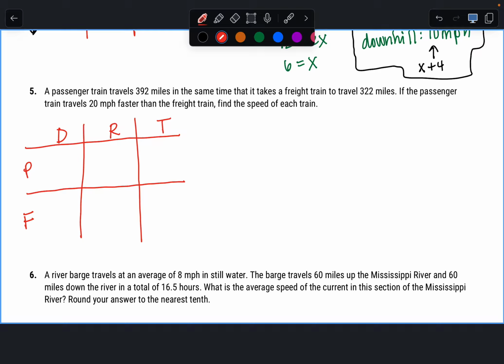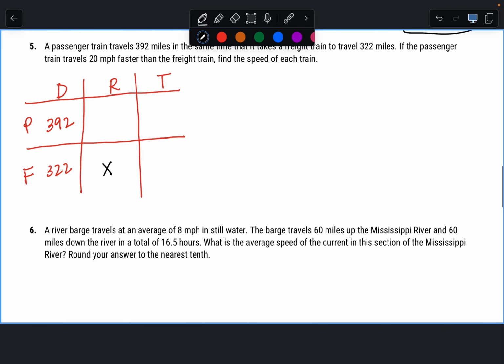Okay, so it says a passenger train travels 392 miles. So that's my distance, 392. In the same time, it takes a freight train to travel 322 miles. So 322. Now, if the passenger train travels 20 miles per hour faster than the freight train, we're going to call speed x. And so for the passenger train, it goes 20 miles per hour faster. So I'm going to write this as x plus 20.